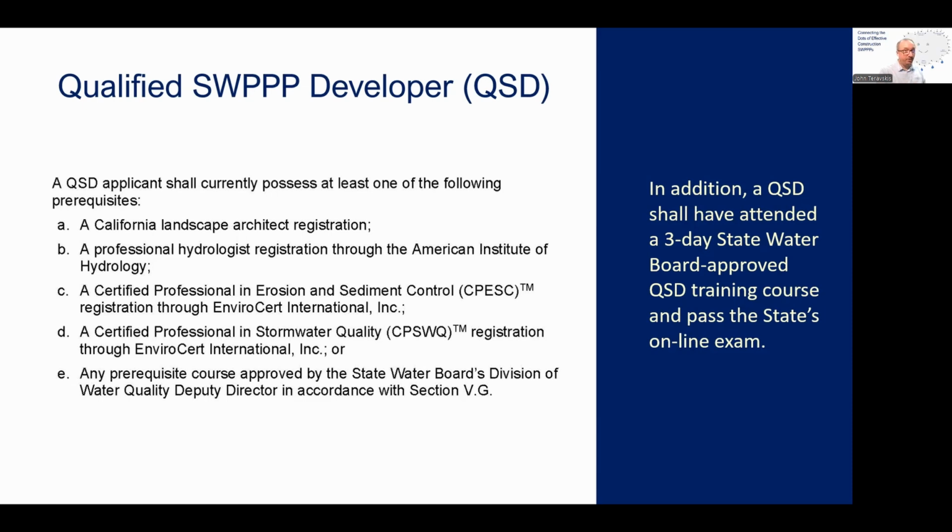And then the newest option is any prerequisite course approved by the State Water Board's Division of Water Quality Deputy Director in accordance with section Roman numeral 5G in the permit. And that's the newest and most exciting route that we're seeing. In fact, the Water Board's been approving some. If you go to the State Water Board's website now, where they keep the construction general permit, they list out approved courses. I know one of our presenters earlier this week was John Gleason.